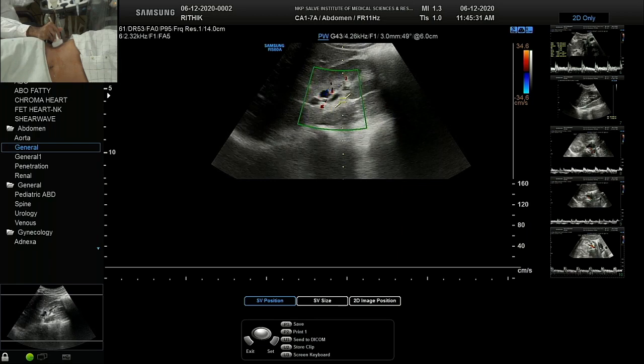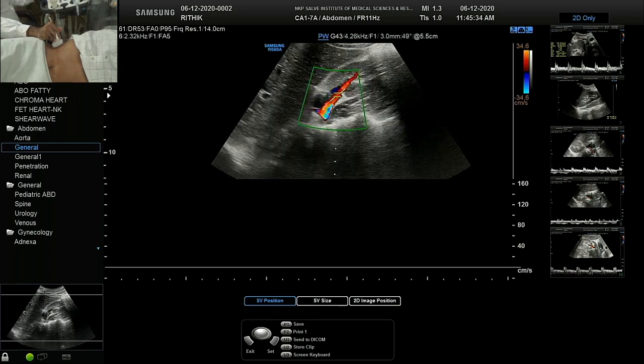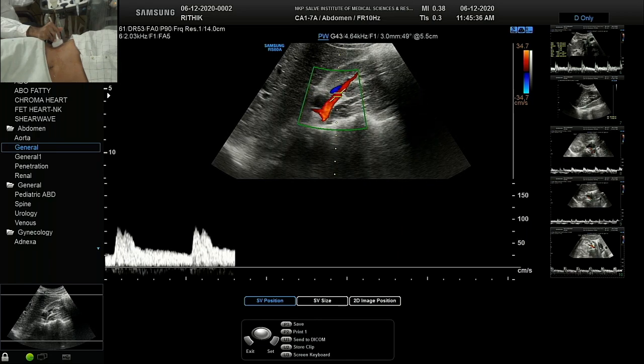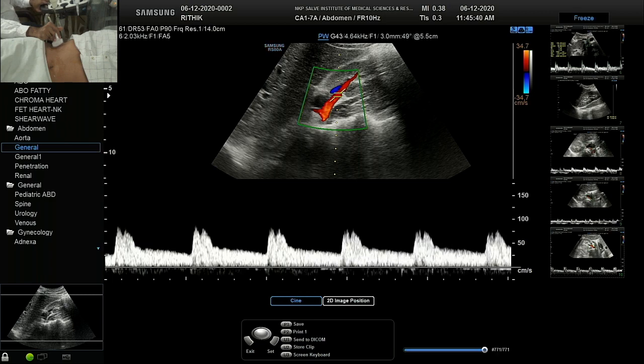So we were here at the segmental artery. So excellent spectrum.